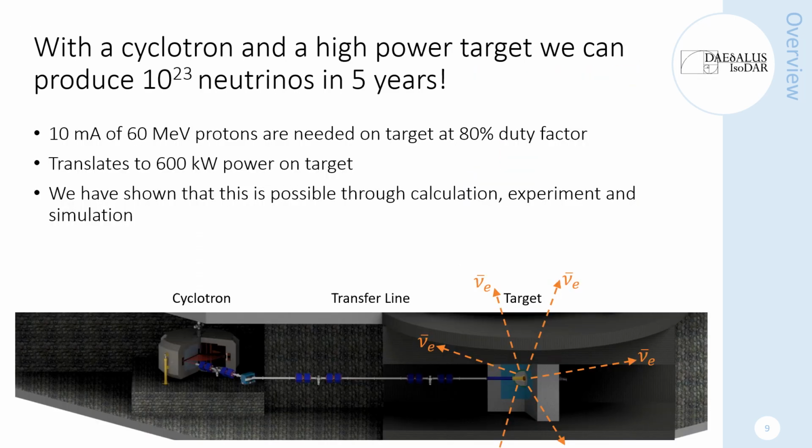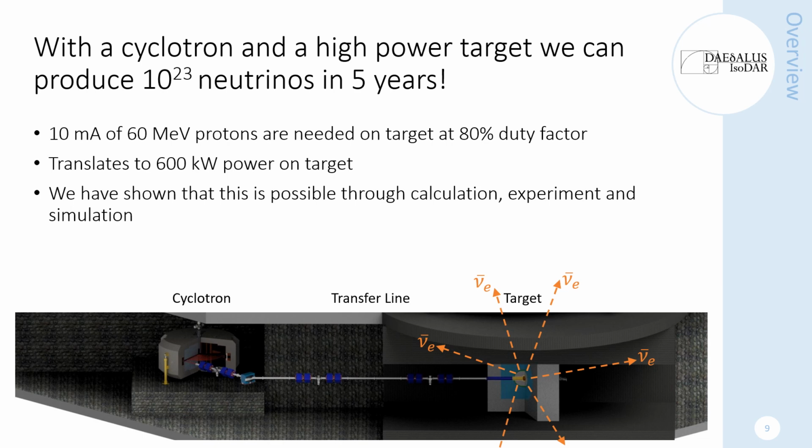Now the question is, how do we actually produce enough electron antineutrinos to get the necessary statistics to provide a definitive experiment? And the answer is by building a new type of cyclotron. What we need is about 10 to the 23 neutrinos over 5 years. That's a very large number. And this translates into about 10 milliamperes of 60 MeV protons that are needed on target at 80% duty factor. And we're talking CW beams here. This also translates into about 600 kilowatts of beam power on target.